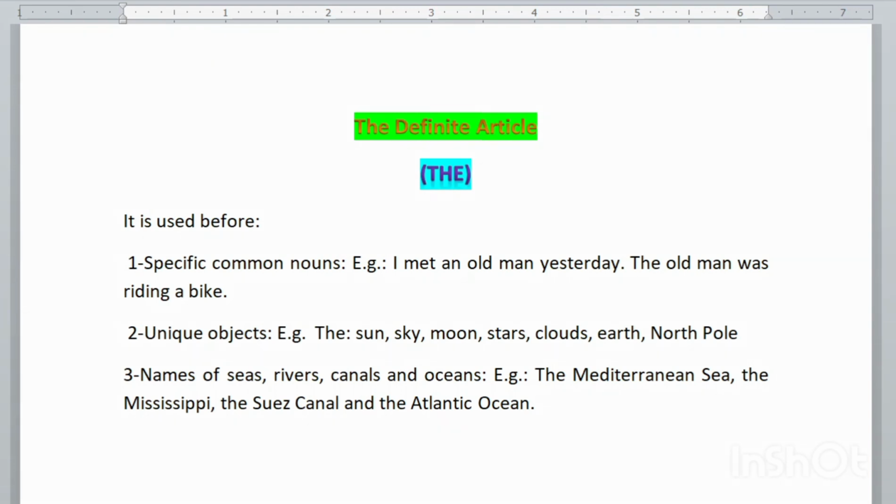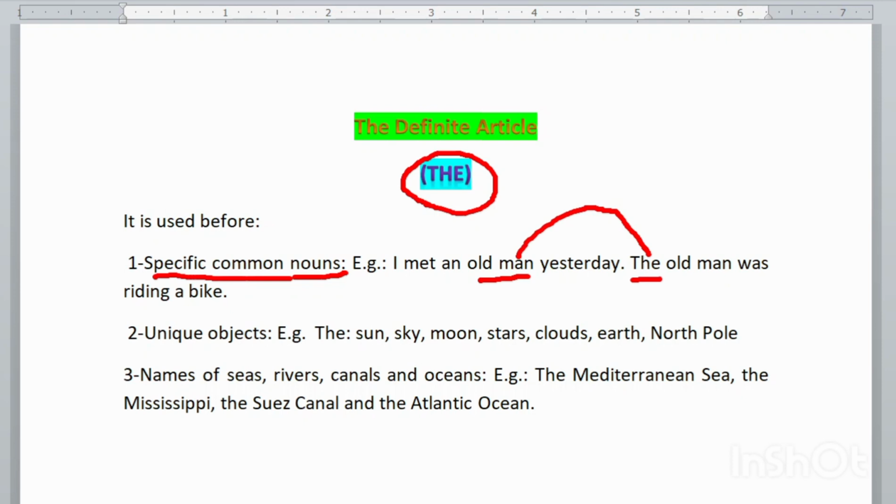The definite article the is used before specific common nouns. The nouns that are specific for us, we use the definite article before them. For example, I met an old man yesterday. Old man is a common noun, we know that. Now, the old man. We had used the old man once here, then we used the definite article. This is called a noun that is specific for us, so we use the definite article.